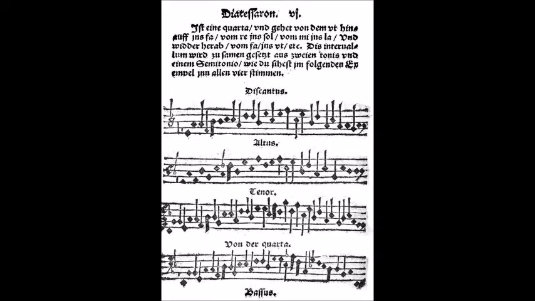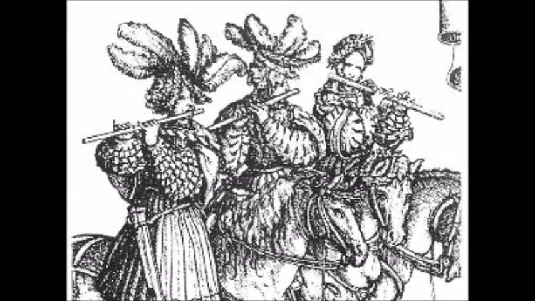Agricola was in favor of getting rid of the tablatures and telling musicians of that time to read musical notation. We often see flutists depicted in 16th century art playing flutes 2 to 3 feet long with 7 or 8 finger holes in a military setting.